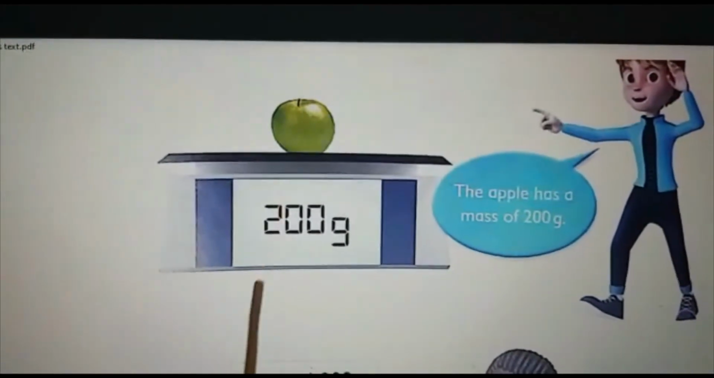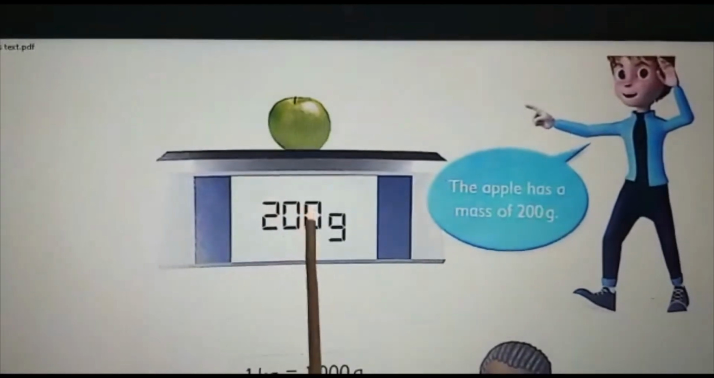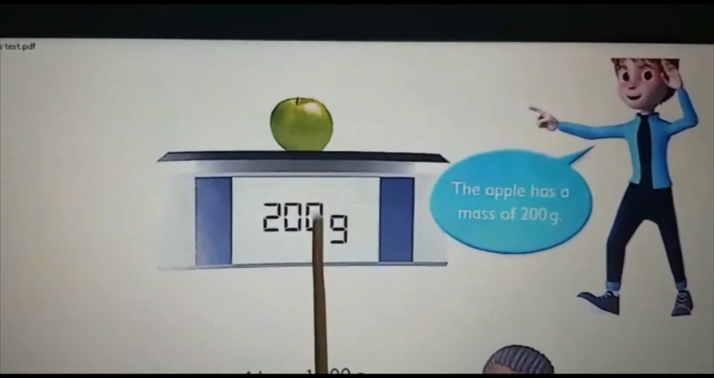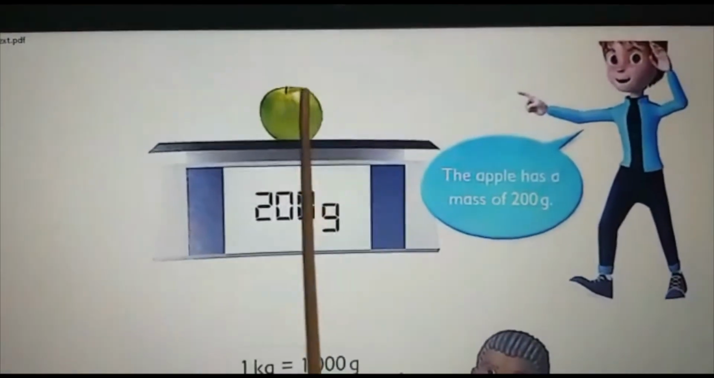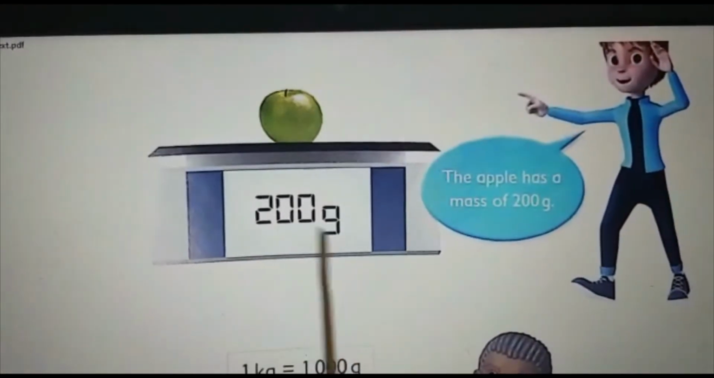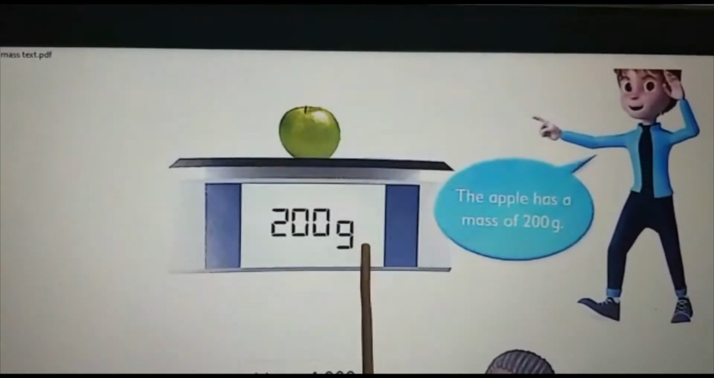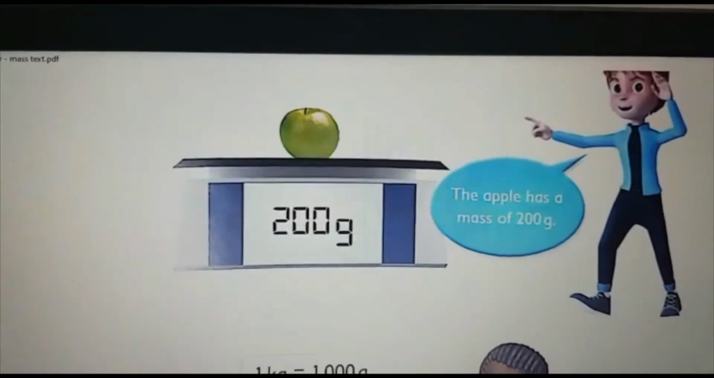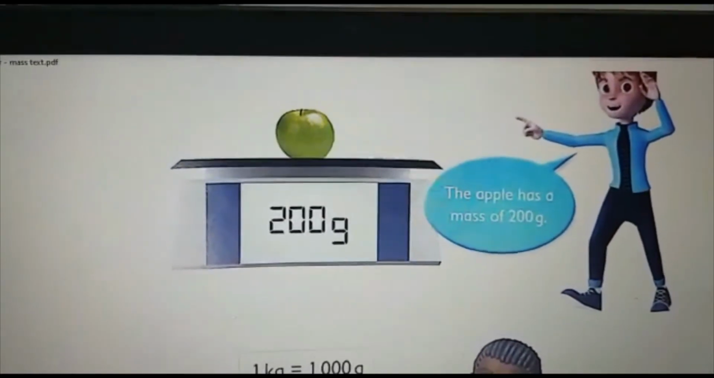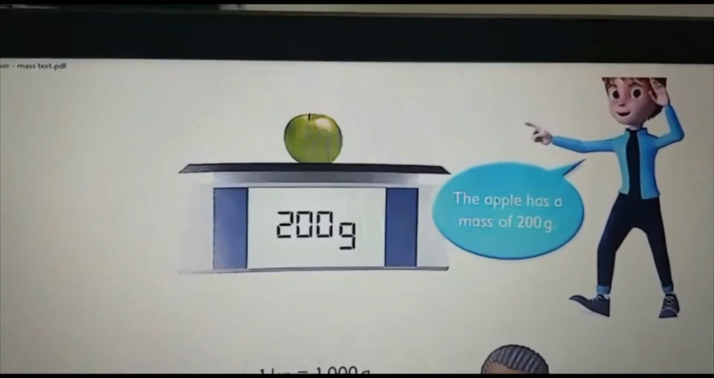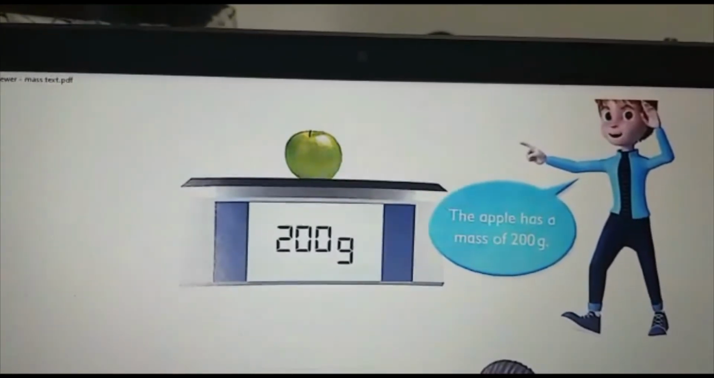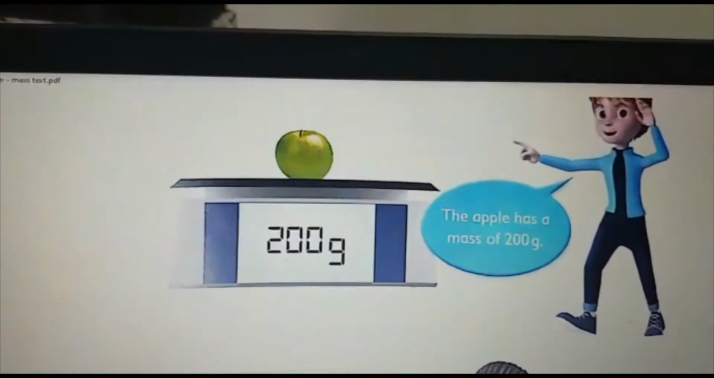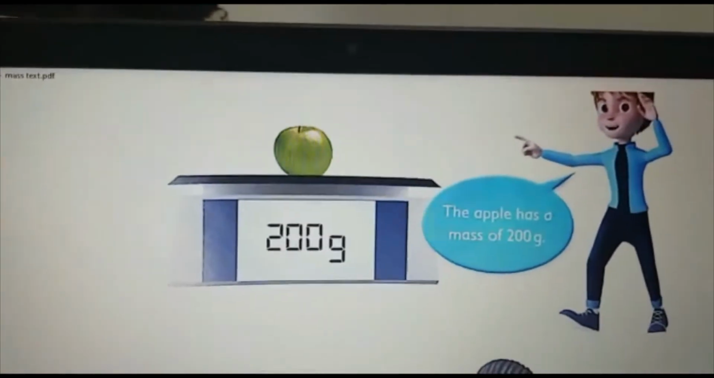So again, see, an electronic balance you can see here. The display itself shows the weight. An apple is kept here. So what's the weight of that apple? It is 200 gram. Okay. So in some balances, electronic balance, straight away we can see the reading. In some other types of balances, we need to count it. So it depends. Okay. So this is an electronic balance.